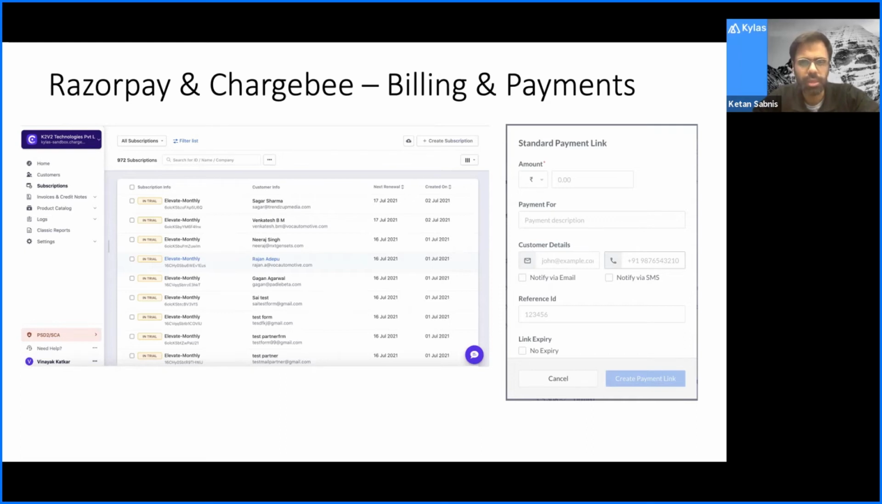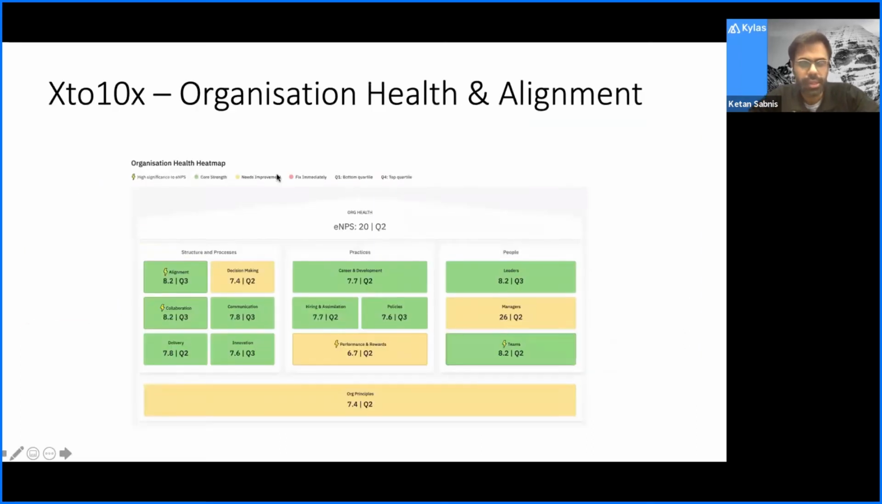So that's an out of the box solution out there. X to 10X, again, is one more thing where we keep an eye on the organization's health and alignment. If you see, we score very well on alignment and on collaboration. Performance and rewards is something that we have to work on. Managers, and upskilling them, is something that we have to work on. How are we doing with our organizational principles?